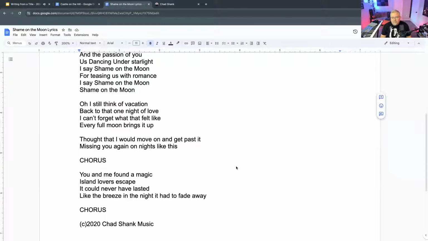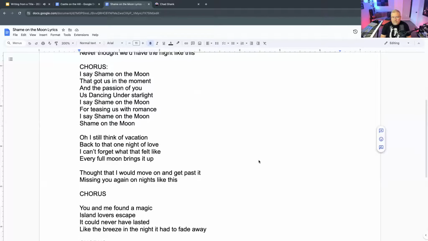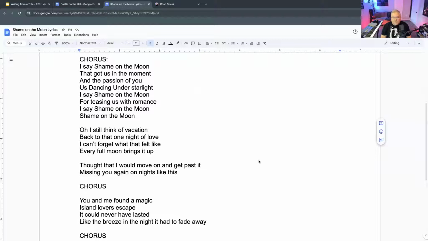You and me found a magic. Island lovers escape. It could never have lasted. Like a breeze in the night, it had to fade away. I say shame on the moon that got us in this moment, and the passion of you, us dancing under starlight. I say shame on the moon for teasing us with romance. I say shame on the moon, shame on the moon.